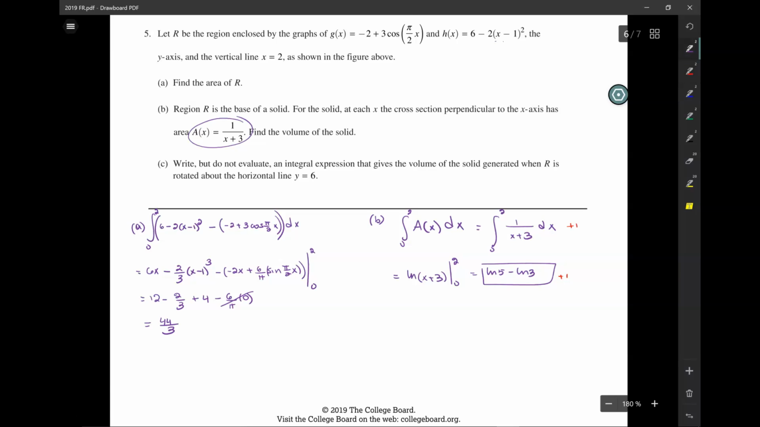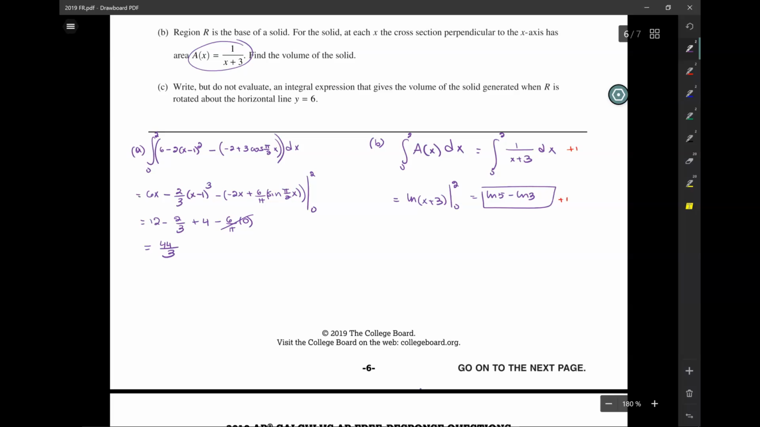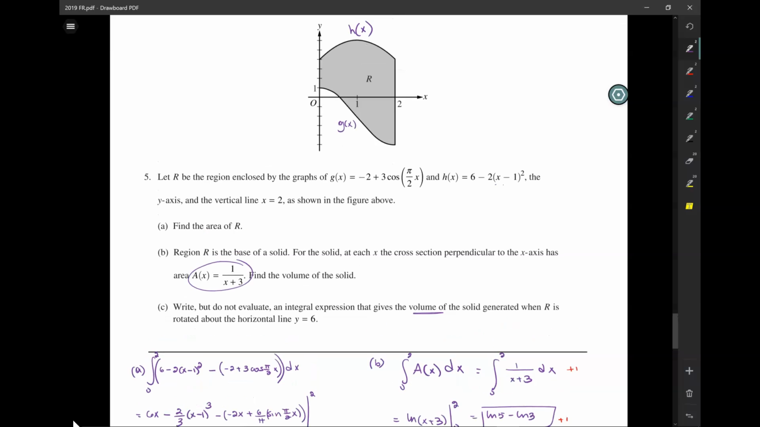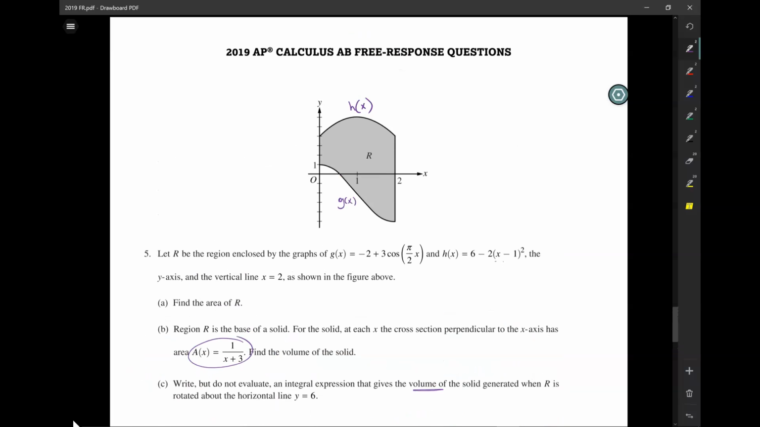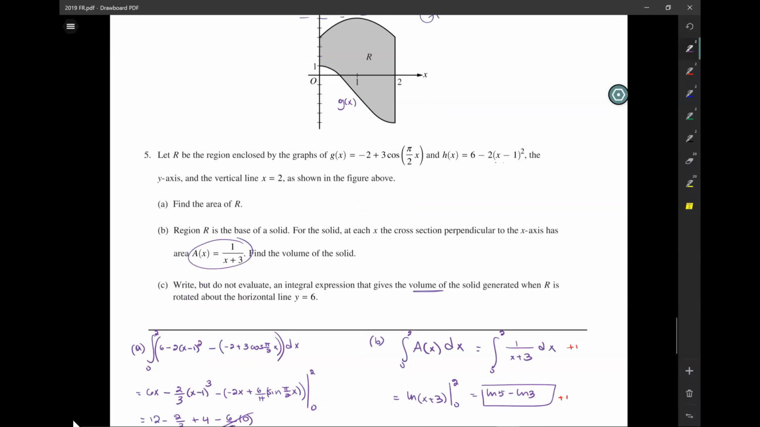And you can't do like ln of x plus 3. X is right, but do not evaluate an integral expression that gives the volume of the solid generated when R is rotated around the line y equals 6. So y equals 6 is here, right? So we're rotating it around that. And so now you have to do your big R minus your little r.